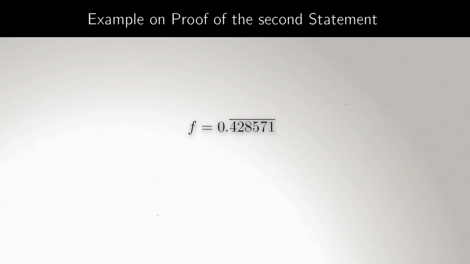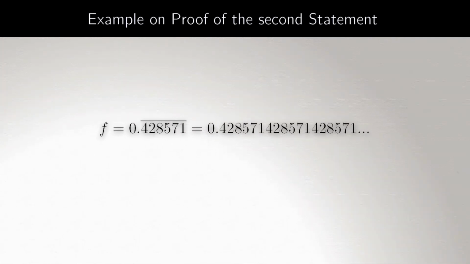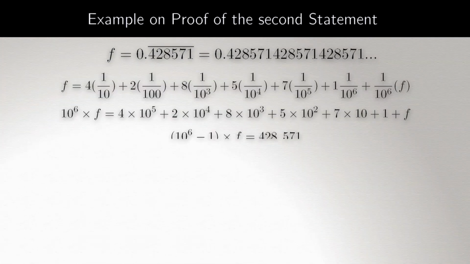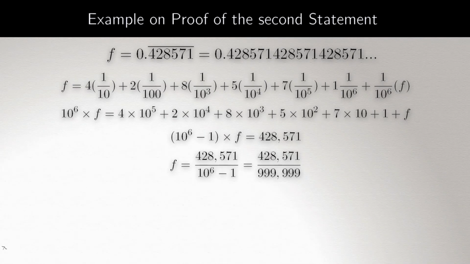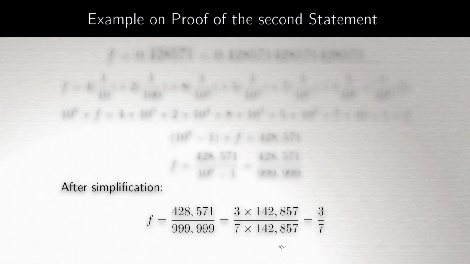We take f to be equal to 0.428571 bar. Its decimal representation is shown. Using the same procedure as before, we obtain that f is equal to 428,571 divided by 10 to the power 6 minus 1. After simplification, we get that f is equal to 3 divided by 7, which is a ratio of two integers.